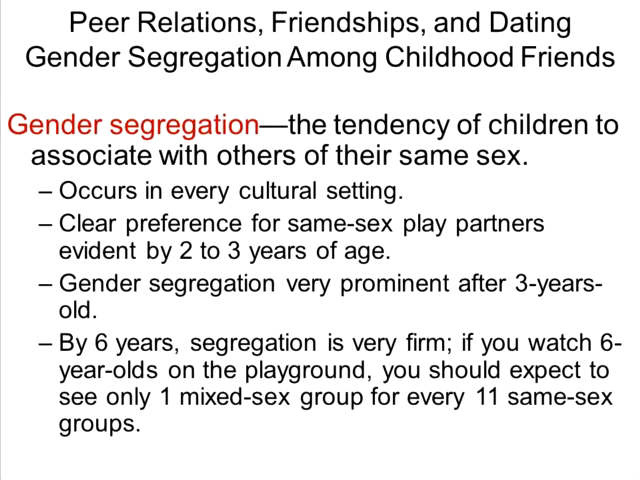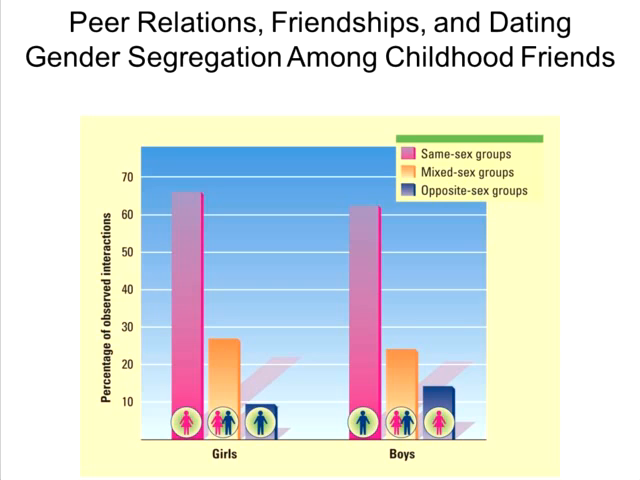By 6 years old, segregation is very firm. If you watch 6-year-olds on the playground, you see one mixed-sex group for every 11 same-sex groups. And here's an interesting picture of that. We see the girls tend to play with girls, the boys tend to play with boys. Very rarely do you find girls playing with a group of boys or a boy playing with a group of girls. So it does, of course, happen.